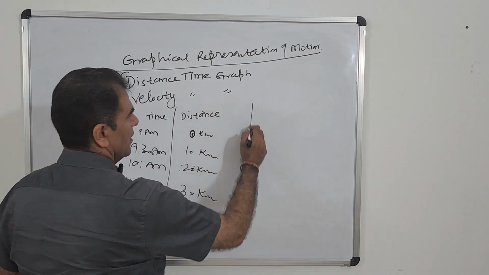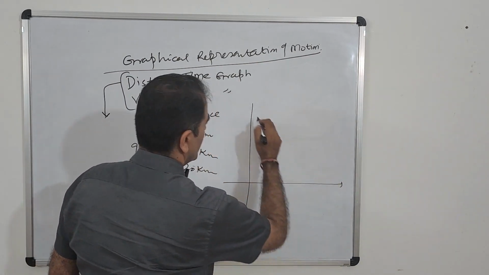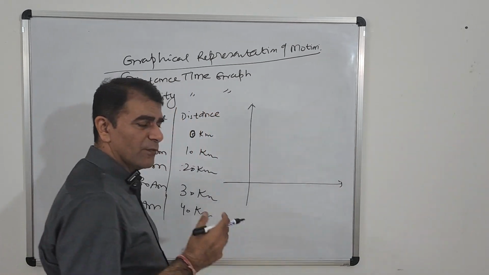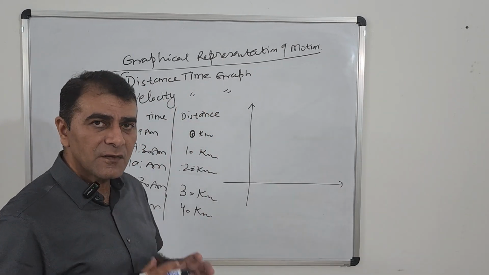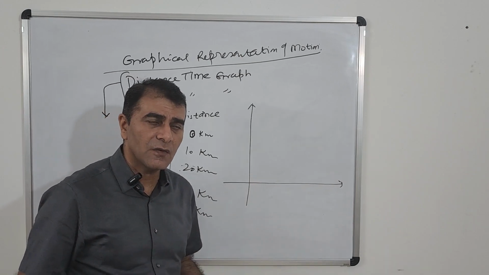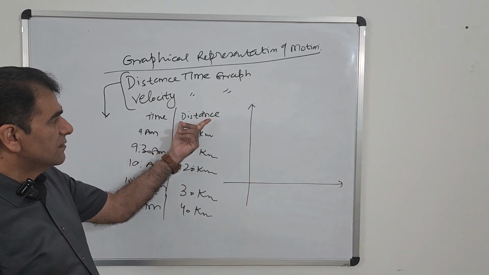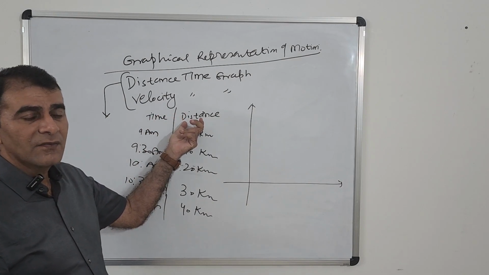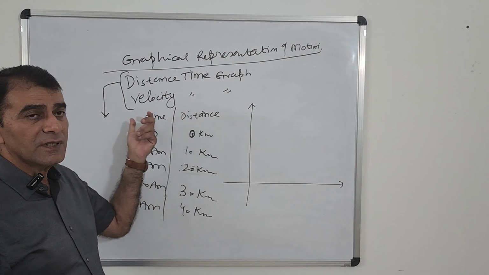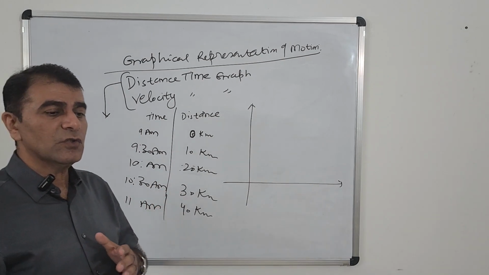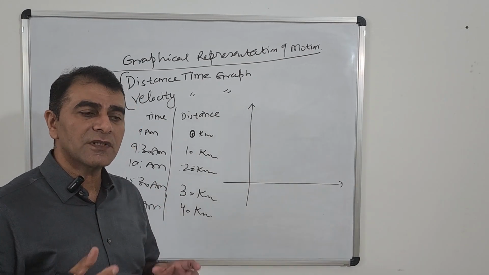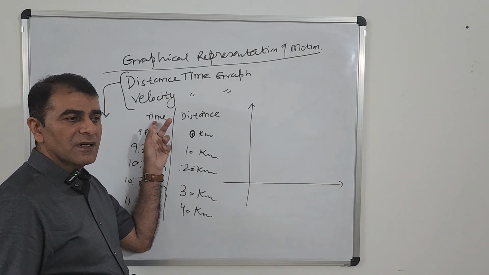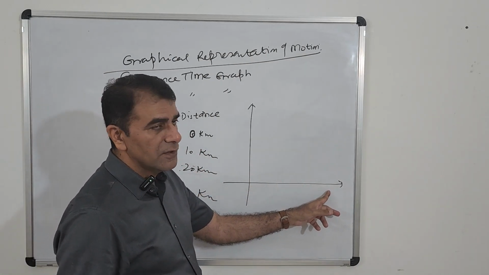Now let us draw a graph and see what we can find from it. I told you that there are two types of quantities: independent quantity and dependent quantity. Clearly, distance depends upon time; time does not depend upon distance. We always say that distance depends upon time. At this time, distance was so much, and at this time, distance was so much. Every independent quantity is taken on the x-axis.